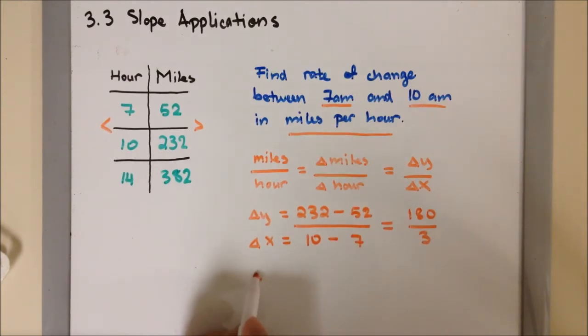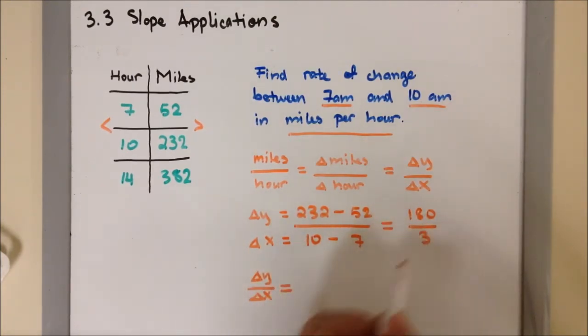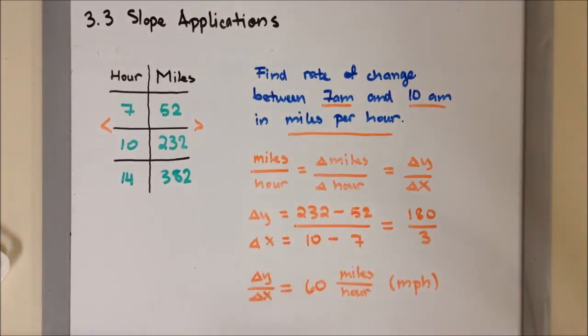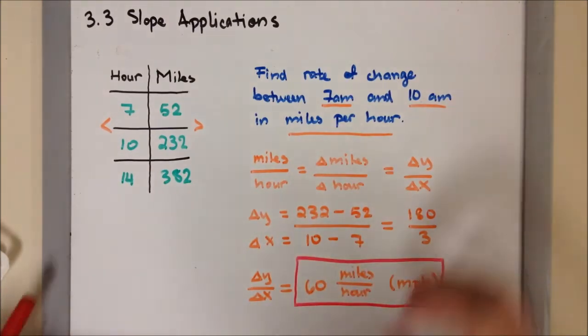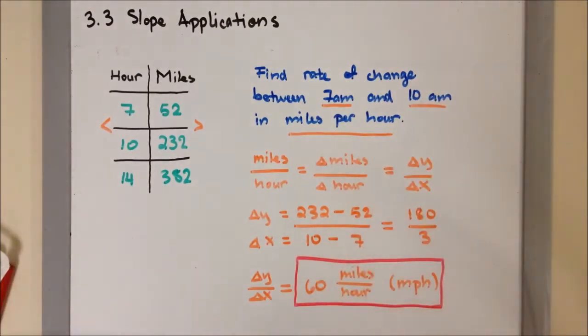So my change in y over change in x, that's a symbol for rate of change. 180 divided by 3 is 60. And my units was miles per hour, or you might have seen it before, mph, so 60 miles per hour. So that would be my final answer for rate of change based on this given word problem.